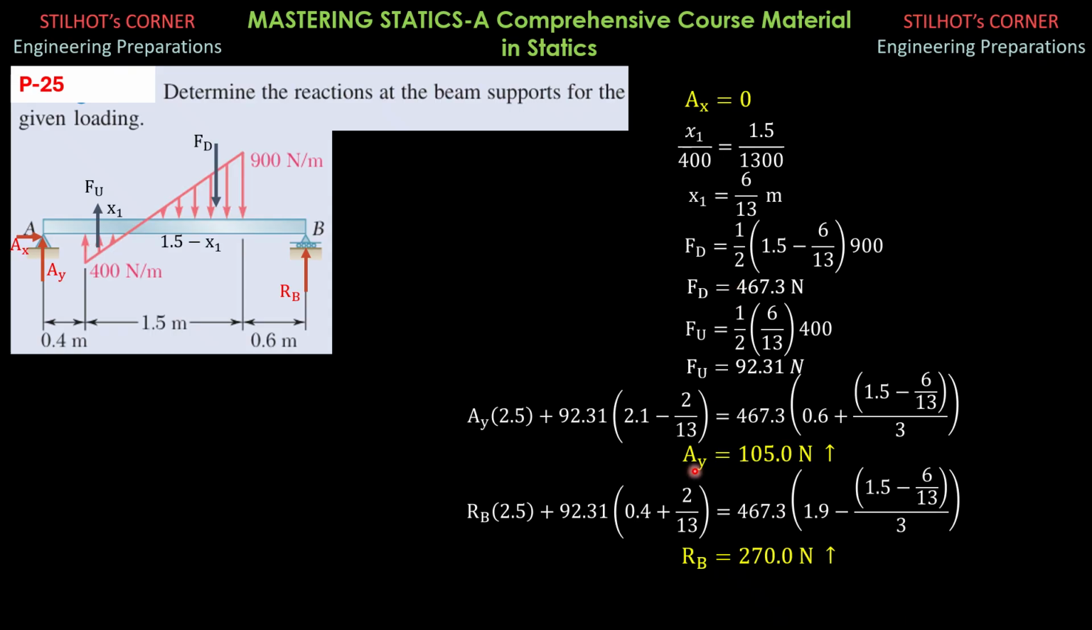So that's the answer, but let's check it. Summation of vertical forces should be 0 because this is an equilibrium problem. So AY, which is 105, plus FU, 92.31, plus RB, 270, all upward, then minus FD downward, 467.3, then that is 0, almost 0. So okay, that means these answers are correct.